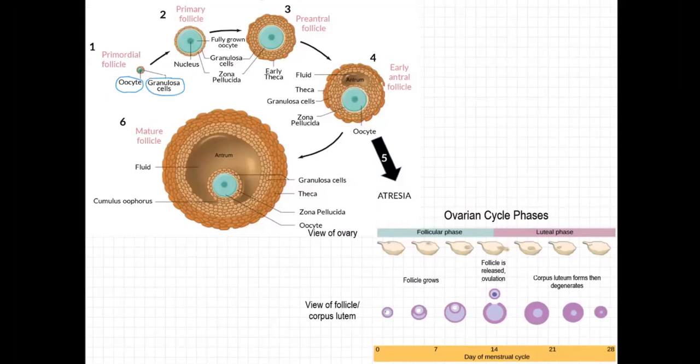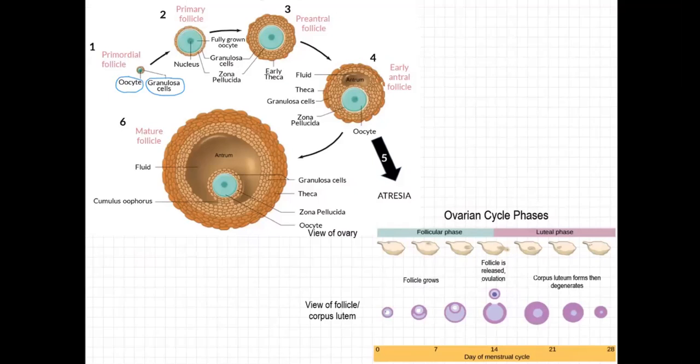These primordial follicles are always going to be present within the ovary from birth. Prenatally, there's around 6 million oocytes, but this number is going to decline steadily until you hit puberty. You've only got 300,000 left, and then at menopause, you've only got 1,000 or less than 1,000 left. All right, so that's stage 1. We'll go on to stage 2.